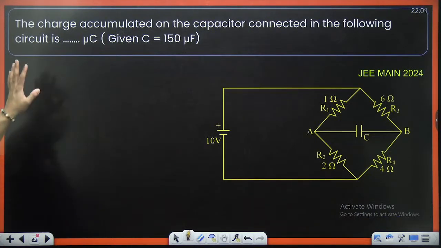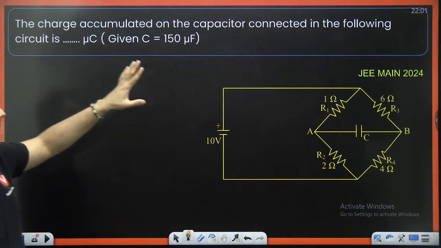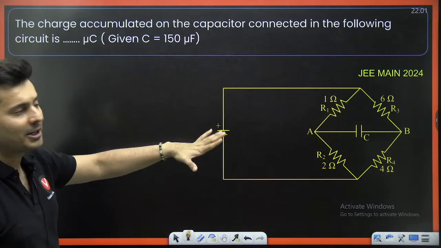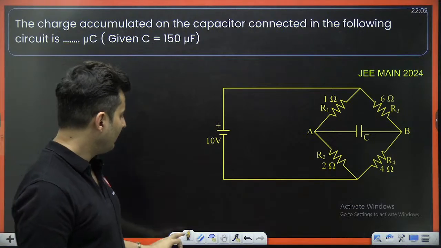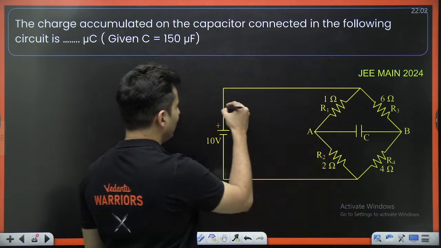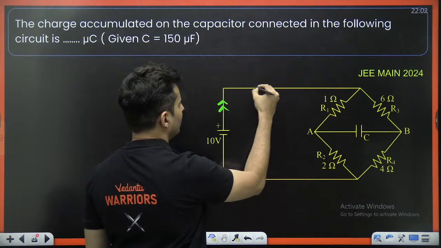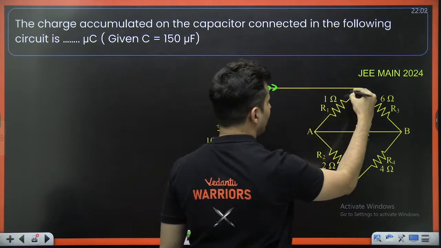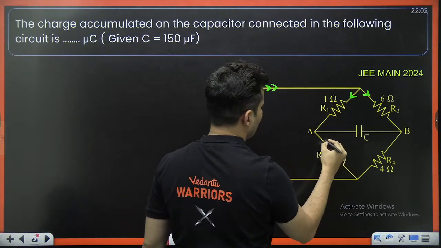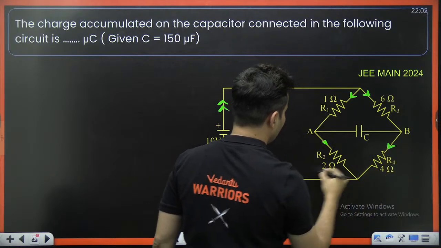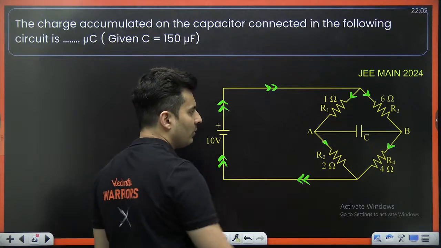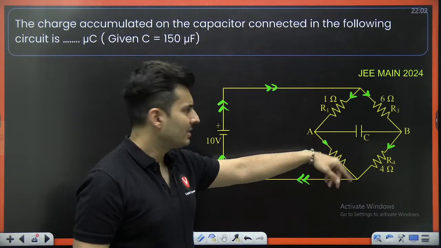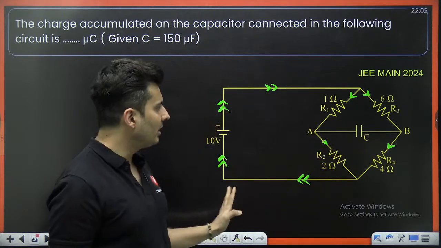Here it is. Charge on the capacitor connected in the following diagram is. There is a battery, 4 resistors and a capacitor. The capacitor will block the current. So no matter what you do, the current will go like this. It will get partially divided here and here and here, and again it will collect back over here and come back. No current will flow in the capacitor. So it's as if these 2 points are just not connected with each other.